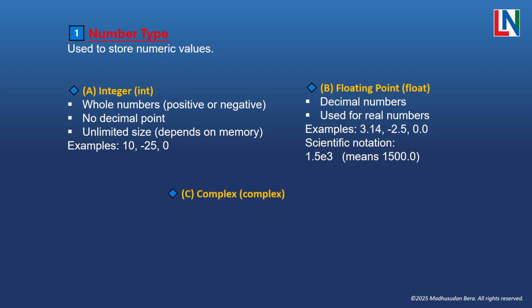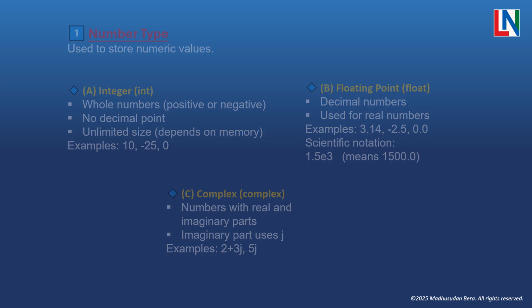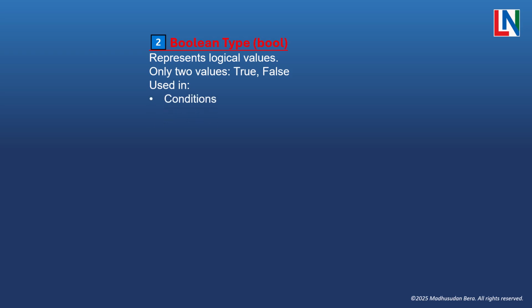Next one is complex. It is expressed by complex numbers with real and imaginary parts. The imaginary part uses j. For example, 2 plus 3j or 5j, etc. Number 2, Boolean type. Bool represents logical values, only two values, True and False, used in conditions, decision making statements, etc.